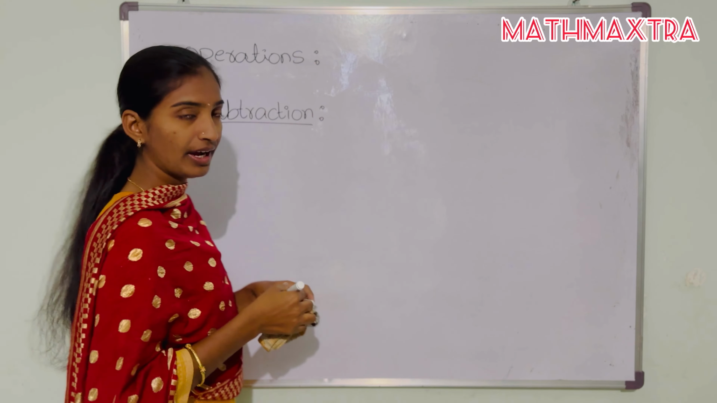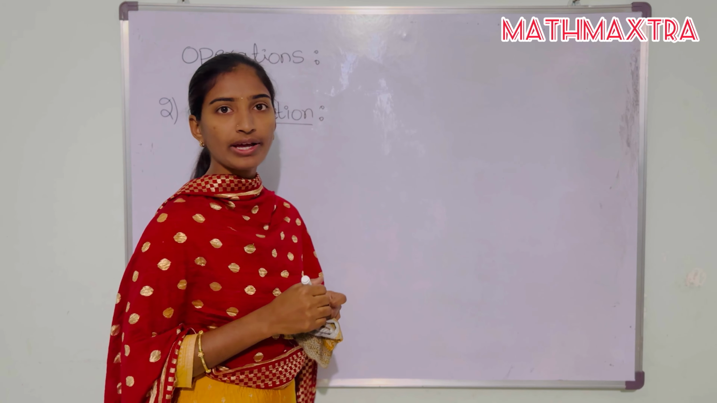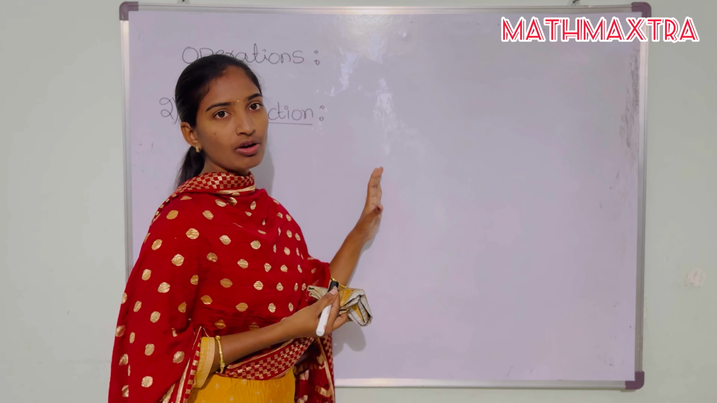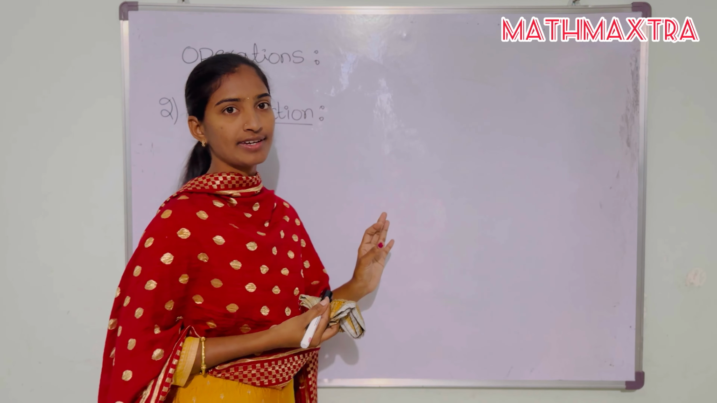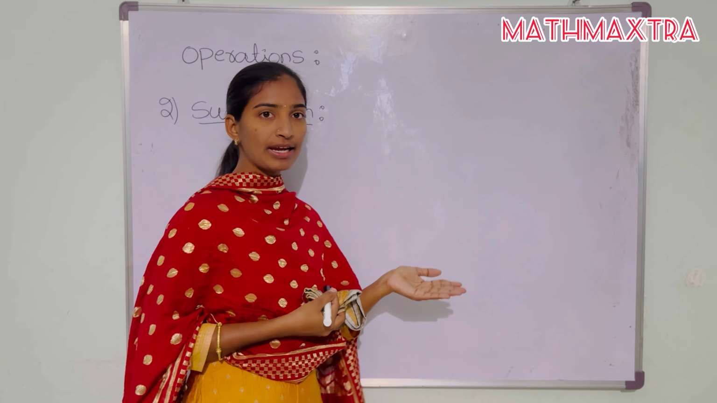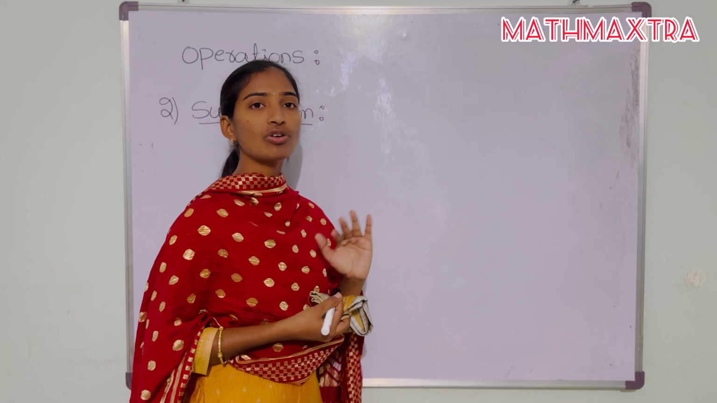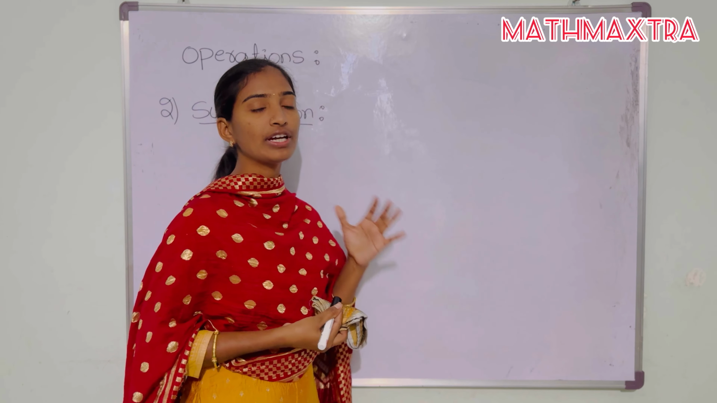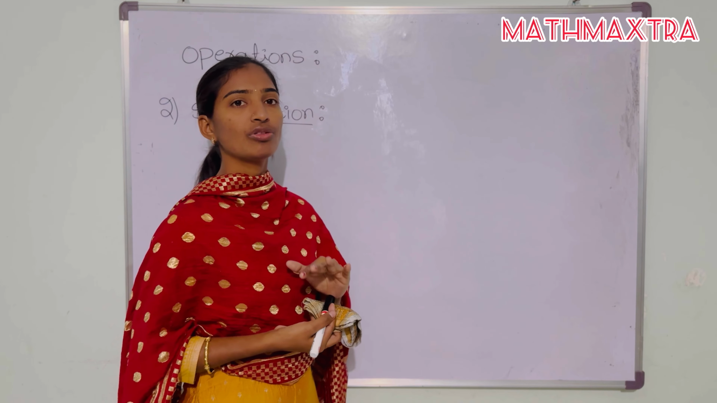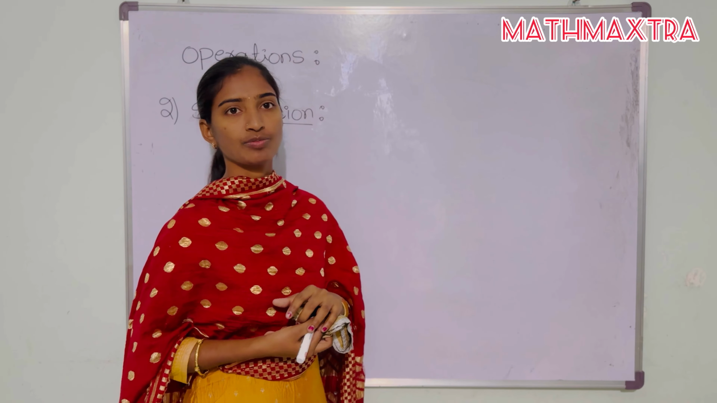How can we define subtraction? If you take two algebraic expressions, either a minus b or b minus a. So let us take two expressions a and b. Either a minus b or b minus a is nothing but the difference of two expressions. We can define it by either a minus b or b minus a, and that we call the subtraction of two algebraic expressions.